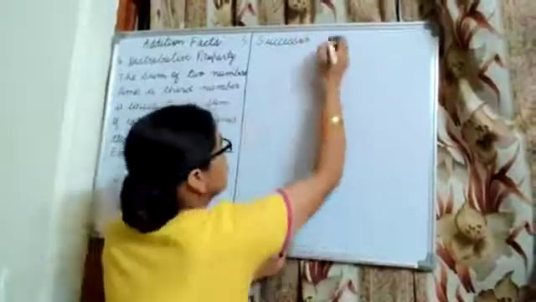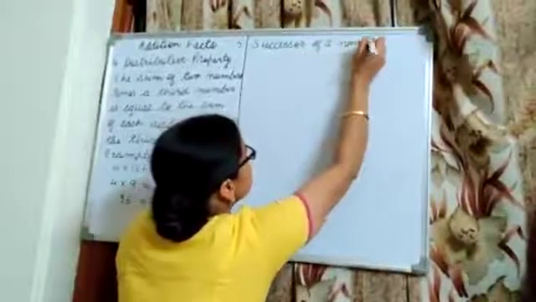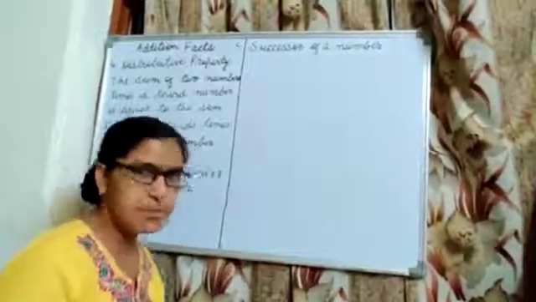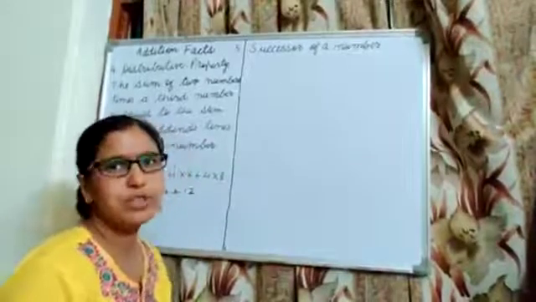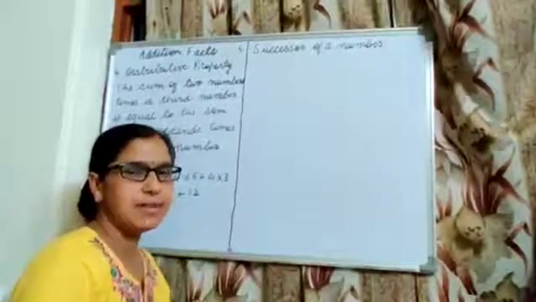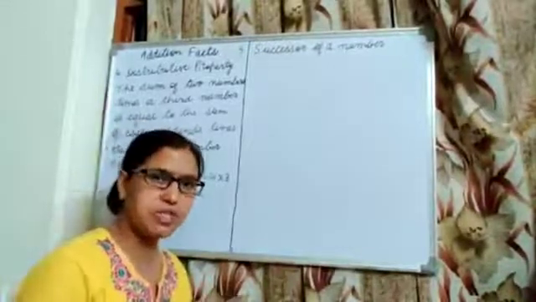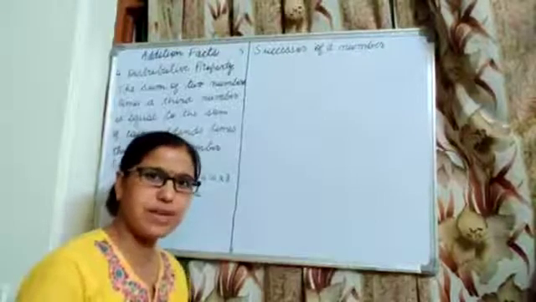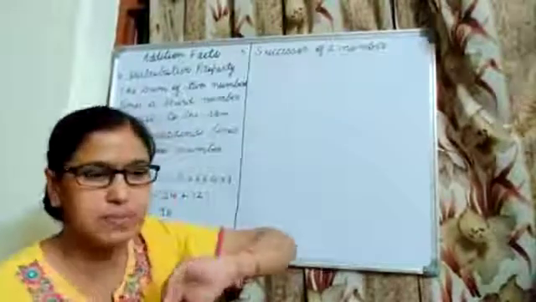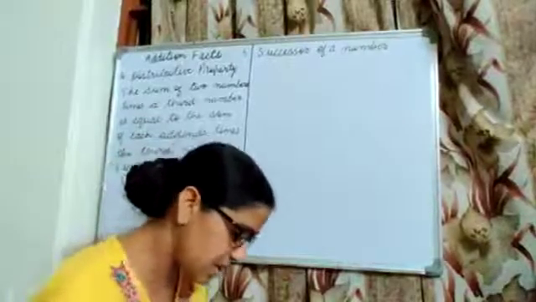Successor of a number. As the name suggests, when whatever we have, we add something to it, then we get the successor. If whatever we have remains the same, then there is no successor. And if we add something to it, then that is called the successor. Successor of a number means we add plus 1 to any number, then we get the successor.